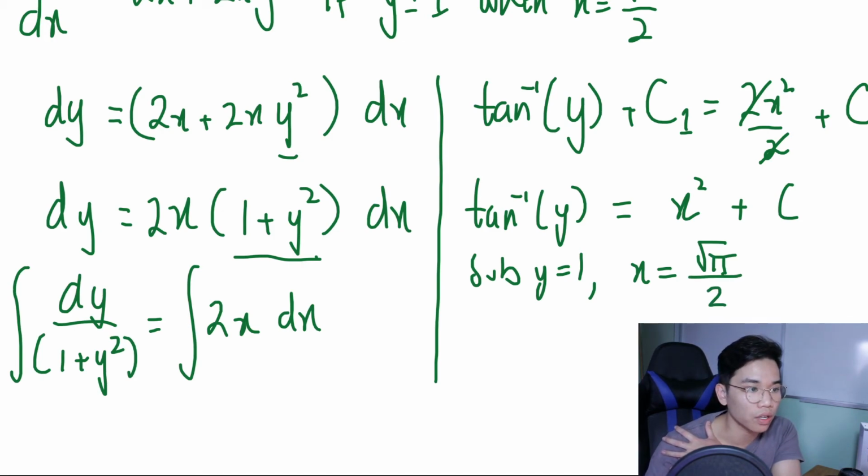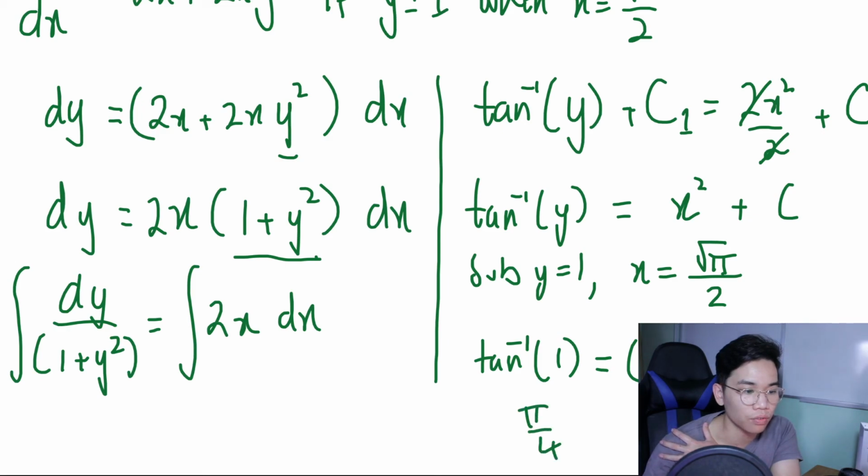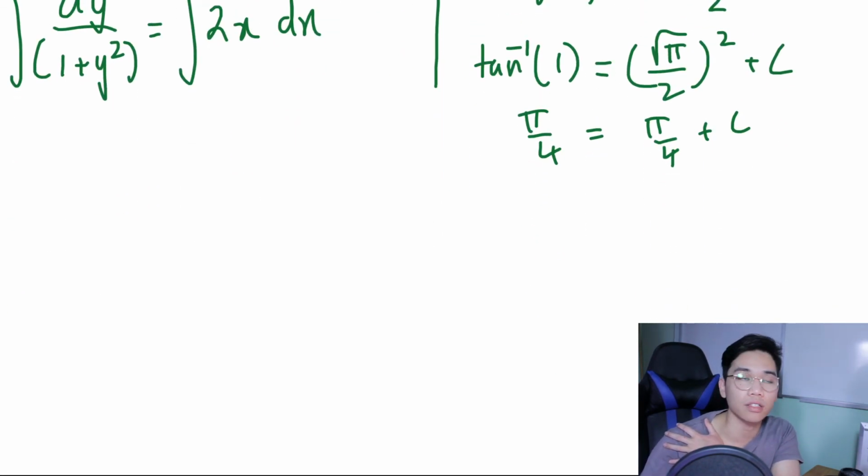So I'm going to have tan inverse of 1, which is pi on 4, right? Just some exact values there. Square root pi on 2 all together squared plus c. So this is pi on 4 equals pi on 4 plus c. Oh, so luckily for us, our constant is actually just 0. That makes everything a lot nicer.